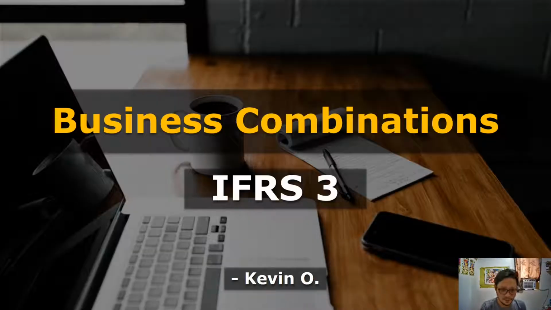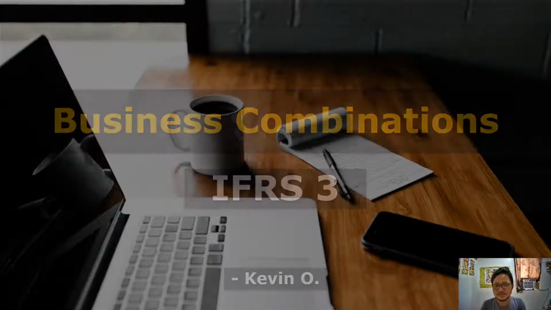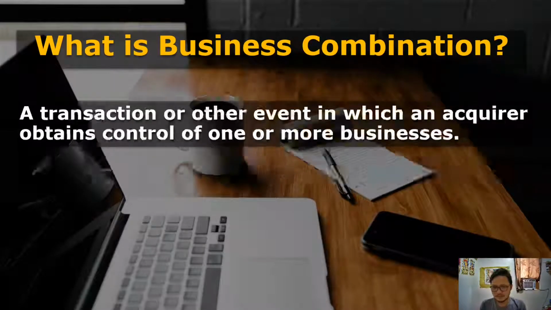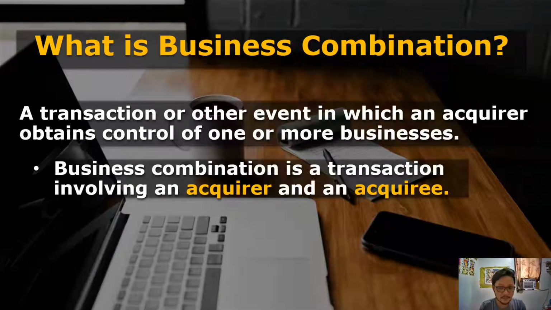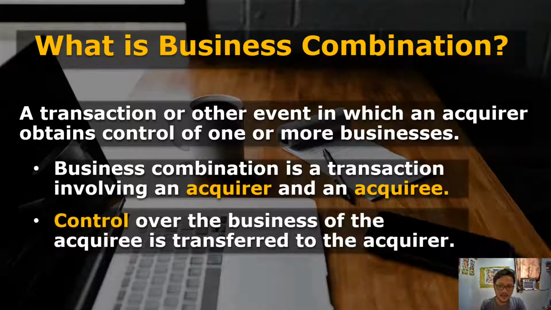And for business combinations, the first of that would be, tatanong mo kaagad, what is business combination? Ano to? So, it is a transaction or other event in which an acquirer obtains control of one or more businesses. So, by way of implication, we can conclude from that definition provided by IFRS 3 that a business combination is a transaction involving an acquirer and an acquiree. May acquirer, meaning meron din acquiree. And ang nangyayari po dito is the control over the business of the acquiree is transferred to the acquirer.